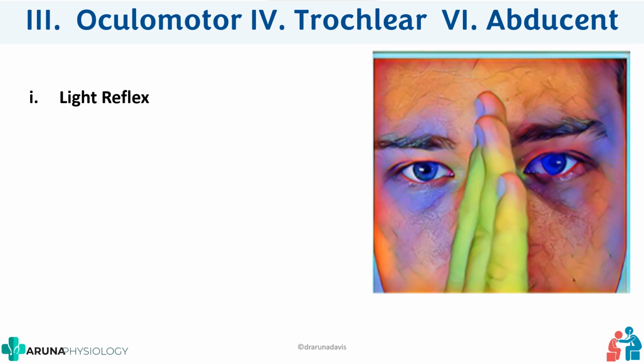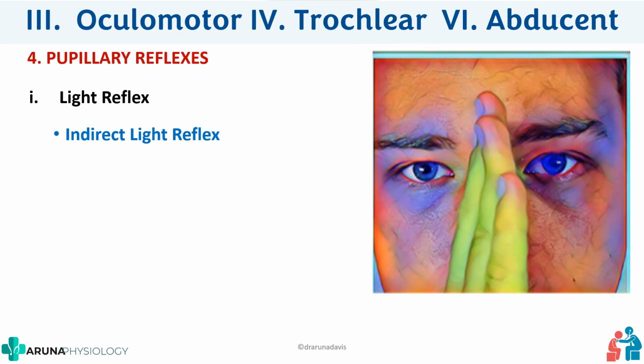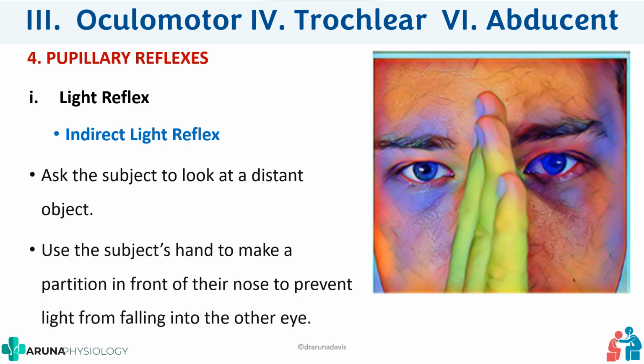Now what about indirect light reflex? To test for the indirect light reflex, we ask the subject to look at a distant object, and then we ask the subject to make a partition in front of their nose, so that the light which is shown onto one eye will not fall into the other eye. Indirect light reflex means when you shine light onto one eye, there should be constriction of the pupil of the other eye. Directly there is no light falling onto this eye, but there should be constriction of the pupil. So that is indirect light reflex. That is why we are asking the subject to make a partition in between.